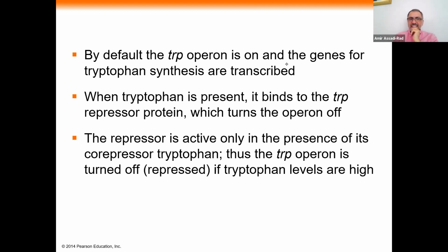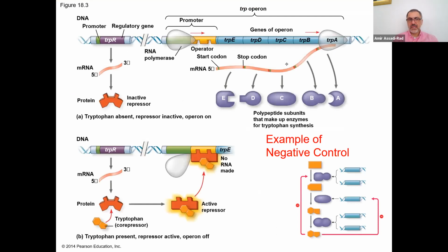The repressor is active only in the presence of the corepressor tryptophan. Thus the tryptophan operon, trp, they call it trp, is turned off, repressed, if the tryptophan level is high, which I already talked about. So here is the regulatory gene, the DNA promoter right here. Let's start from here. And then, of course, you know the RNA polymerase right here. That's an RNA polymerase, and that segment of the DNA, look at it, the promoter.